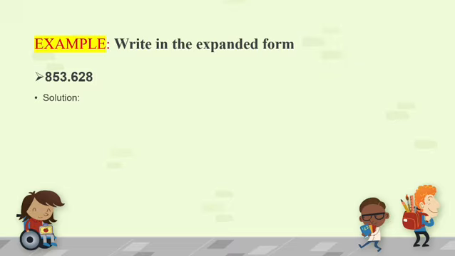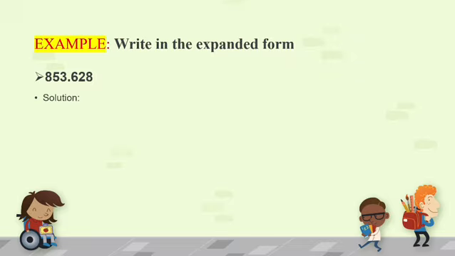Now let's see another example to understand it better. Here the question is 853.628, and you have to write this in expanded form. The same way, if the question is asking you to write it in one form only, just write in one way, then you can use the third way of writing directly.